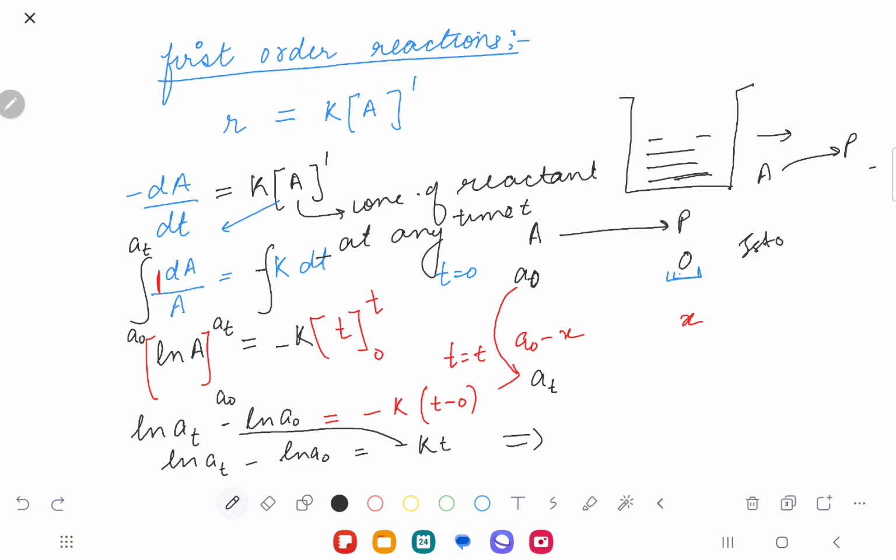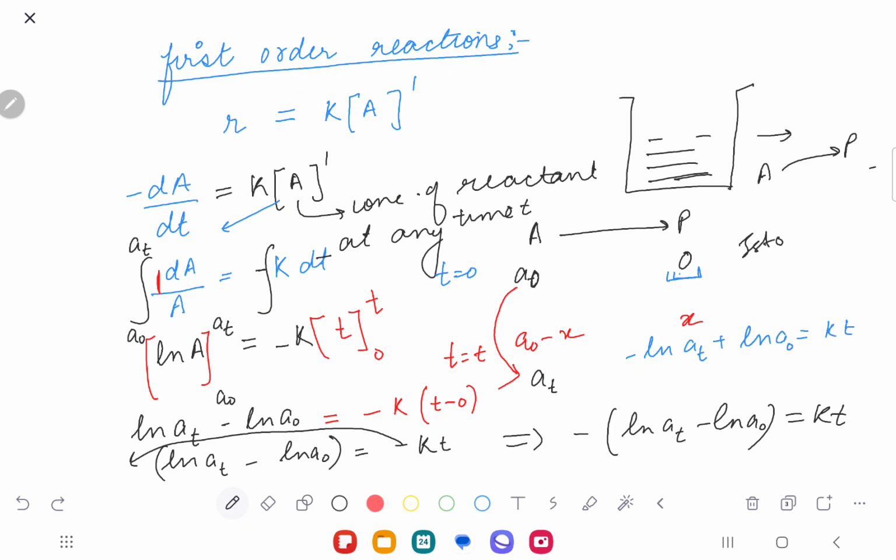Now let's bring this minus on the other side. So minus of ln AT minus ln A naught is going to become KT. Yes or no? And here we are getting minus ln AT plus ln A naught is going to be KT. And here it is going to become ln A naught minus ln AT, and that is KT. You understand the point?